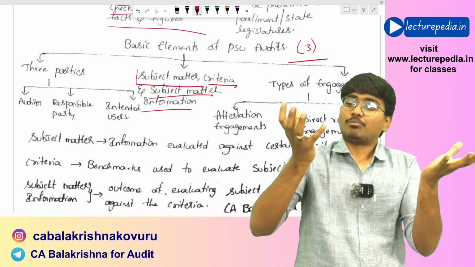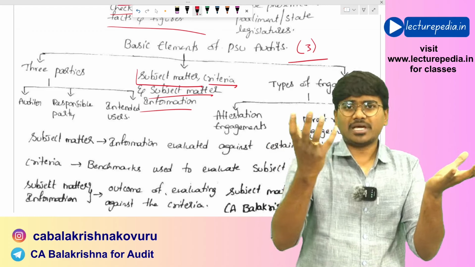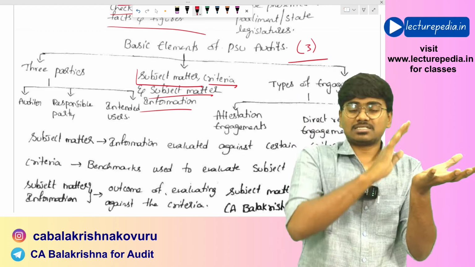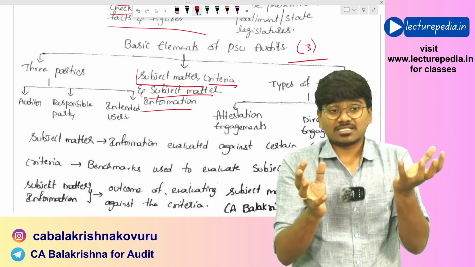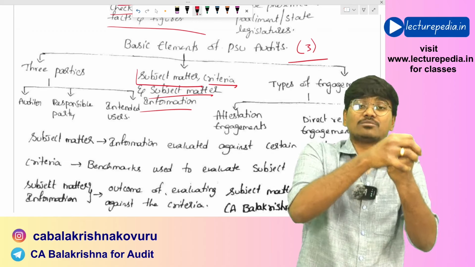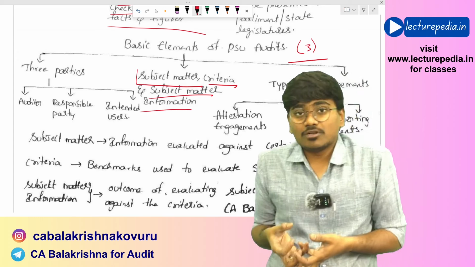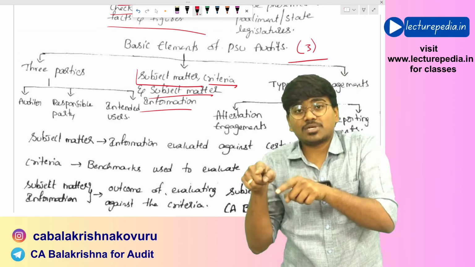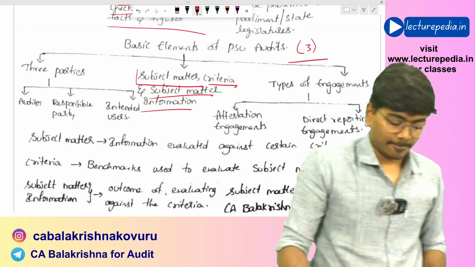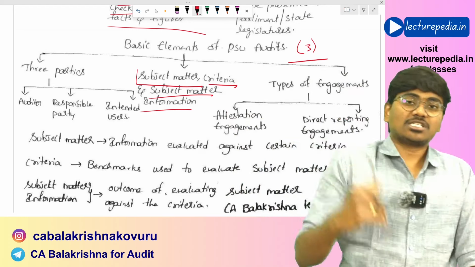Now the management has to prepare the financial statements with these accounting standards, that is Indian accounting standards. Once financial statements are prepared as per the criteria, then such subject matter becomes subject matter information. So subject matter information in our example will be financial statements prepared as per the accounting standards or Indian accounting standards. That is the second element: subject matter, criteria, subject matter information.